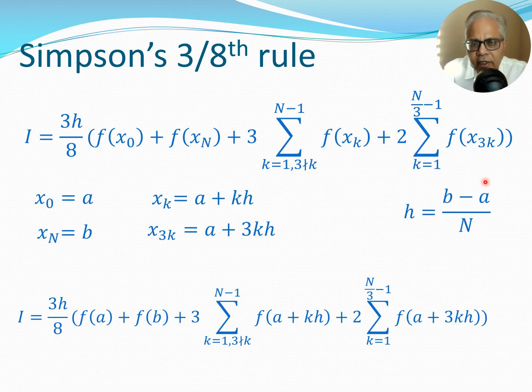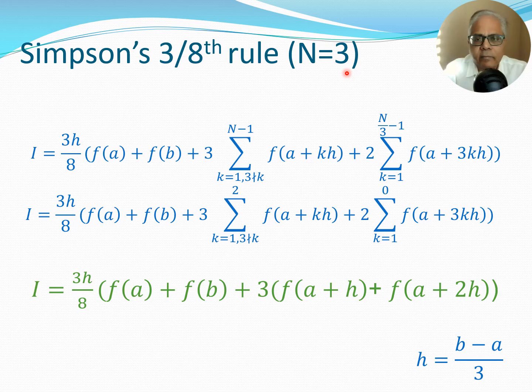So I take this expression now and I make all those substitutions, and so I get this equation here, which is something which is more easy to figure out. Now we know that a is the starting point of the integral, b is the end point, and then as we proceed further forward to the right hand side we get a plus kh terms, and here we have a plus 3kh terms.